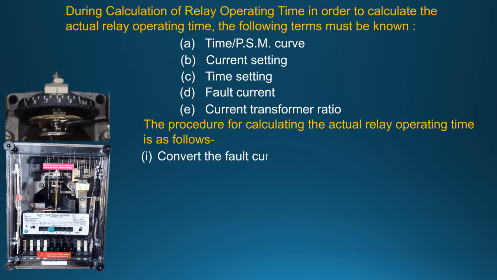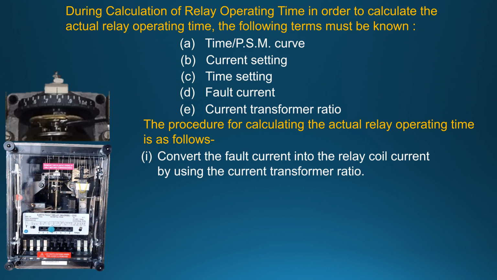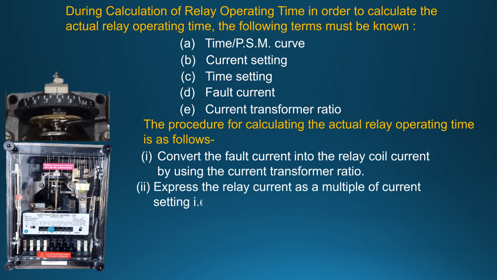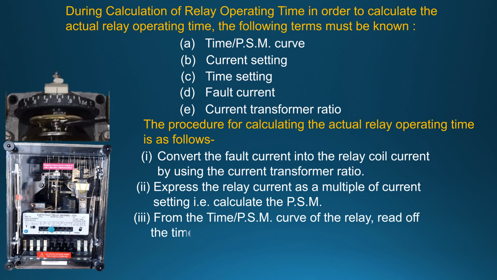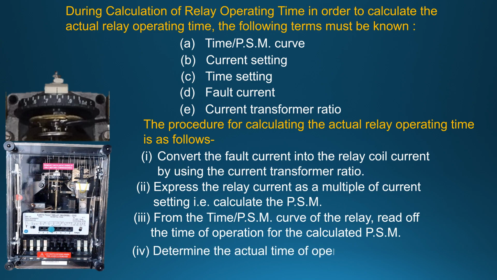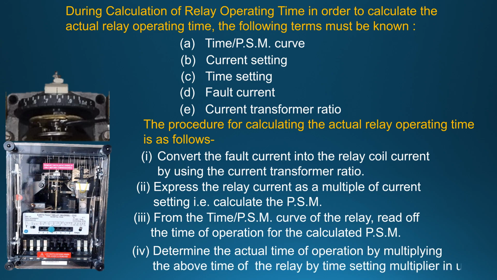Convert the fault current into the relay coil current by using the current transformer ratio. Express the relay current as a multiple of current setting, that is, calculate the PSM. From the time PSM curve of the relay, read off the time of operation for the calculated PSM. Determine the actual time of operation by multiplying the above time of the relay by the time setting multiplier in use.